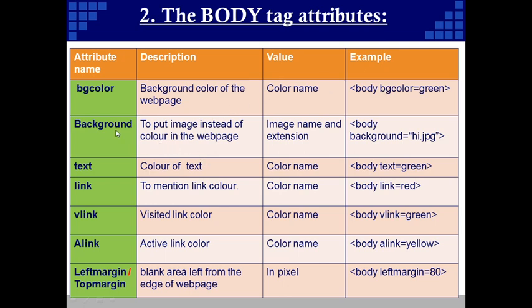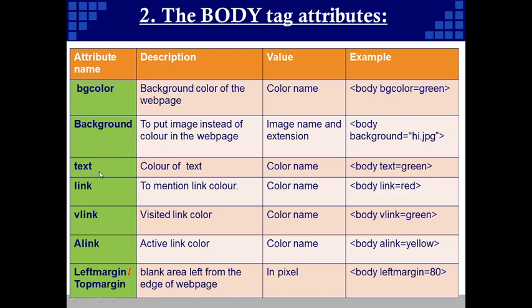The second one is background. Instead of applying a background color, you can also include an image at the back of your web page. At that time you have to mention this background attribute with the body tag. Look here, body background equal to, then you write the name of the image that you are going to insert, let's say hi.jpg. In the value you have to write the name of the image and the extension. Extension means the second name of your file.